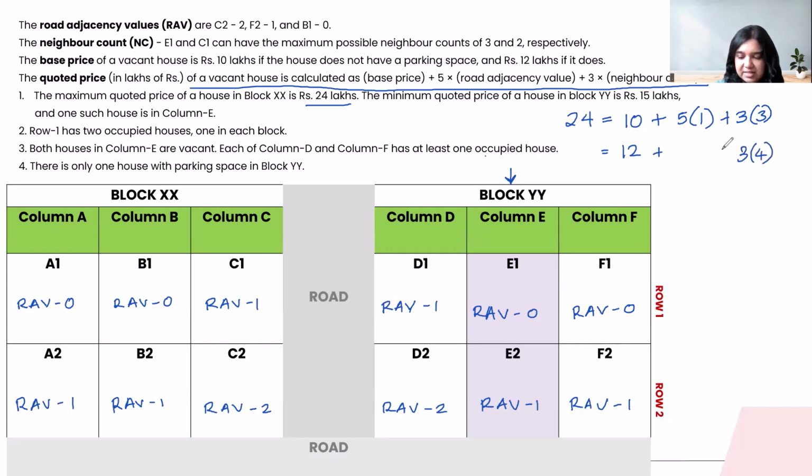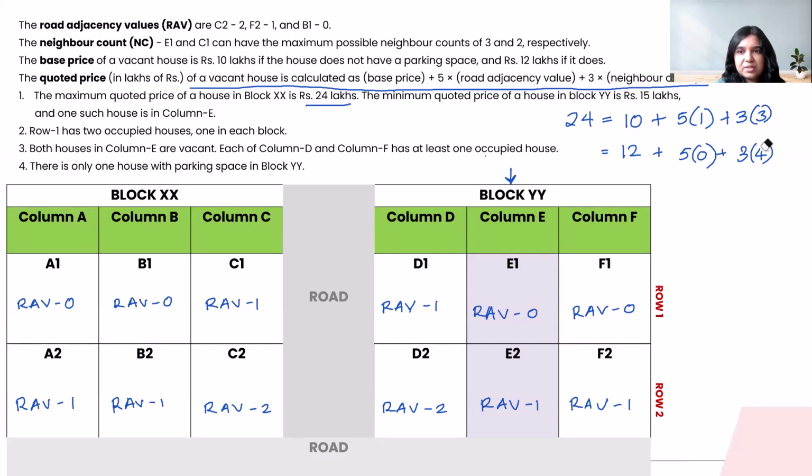Is there any flat that can have 4 neighbors in a situation? There's no flat that can have 4 neighbors. So this is again ruled out. If I take 5, then it becomes a 17. And 17 plus 7 is going to give me a 24. I cannot form a 7 with 3 times something. So there is no possibility of having a parking space flat priced at 24.